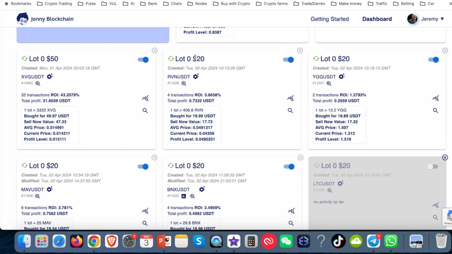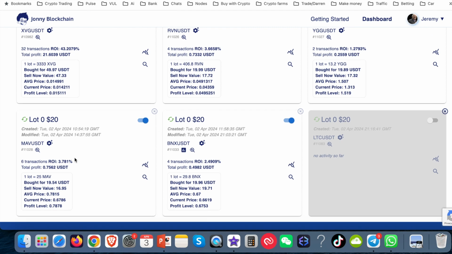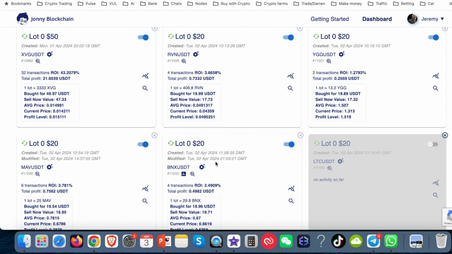This one here, I'm only trading with $20, again high risk, only one lot, and it's made me 3.6%. This one's made me 1.2%. This one I started on the 2nd of April, this one on the 2nd of April. Coming down to this one here, again on the 2nd of April, it's made me 3.78%. This one, 2.4%.